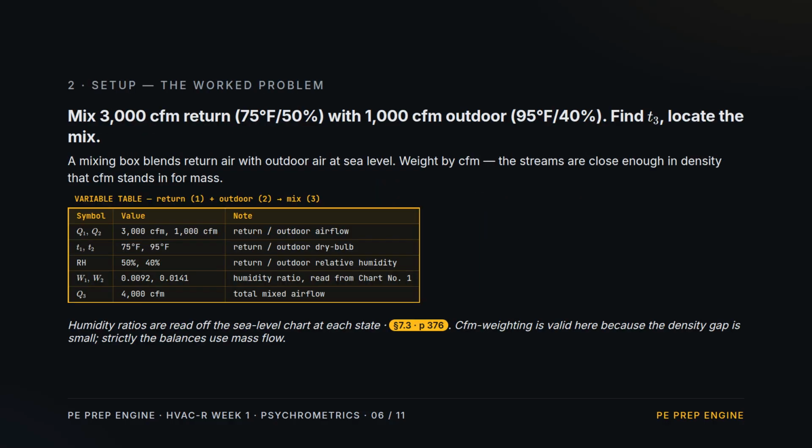Setup. A mixing box blends 3000 CFM of return air at 75 and 50%, with 1000 CFM of outdoor air at 95 and 40%, 4000 CFM total. The humidity ratios come off the sea level chart. The streams are close in density, so we weight by CFM. Find the mixed temperature, then locate the state.